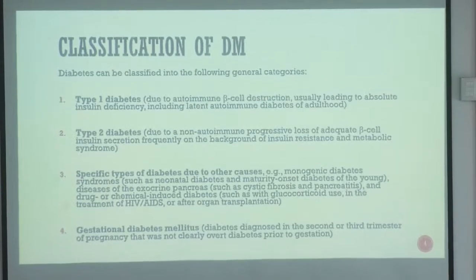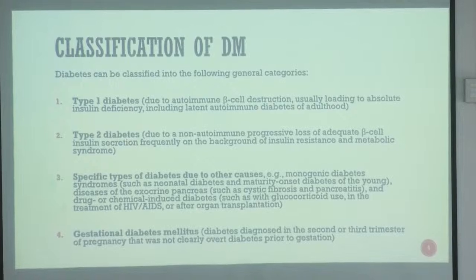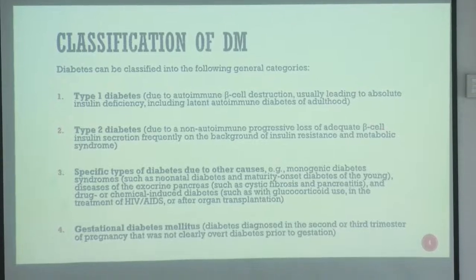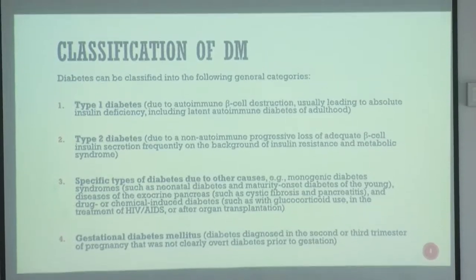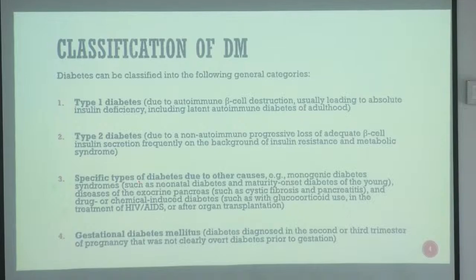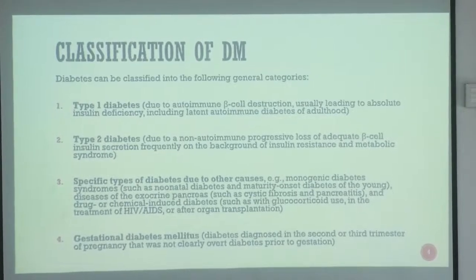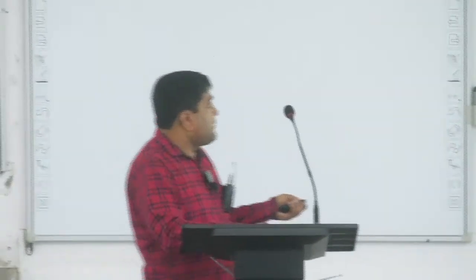The primary pathology is insulin resistance, that is, the peripheral action of insulin is decreased. In the long run, beta cell failure or beta cell destruction also occurs. Now, number 3 is specific types of diabetes due to other causes. It can be drug induced, it can be due to a genetic cause, it can be due to a defect in the exocrine pancreas. Then gestational diabetes mellitus, seen in the second or third trimester of pregnancy.